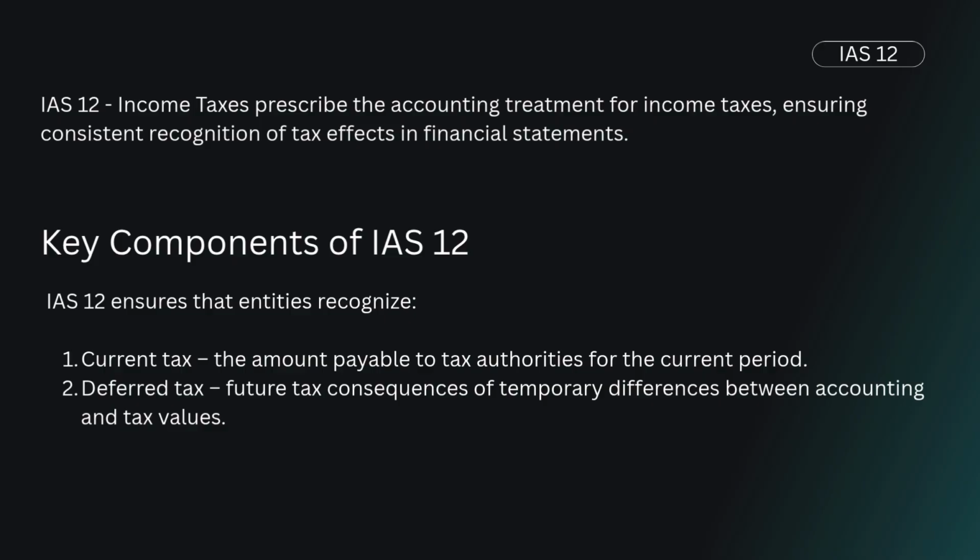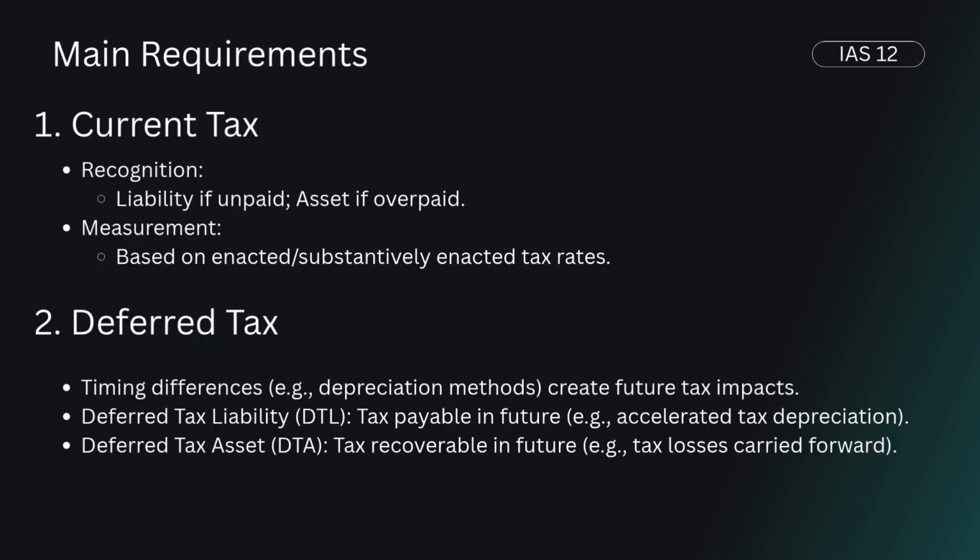Current tax is recognized as a liability if unpaid, or as an asset if overpaid. It is measured using tax rates enacted, or substantively enacted, at the reporting date. 2. Deferred tax is the future tax consequences of temporary differences between accounting and tax values.